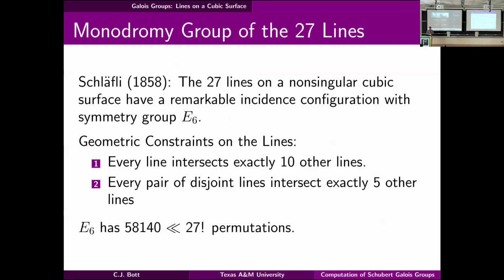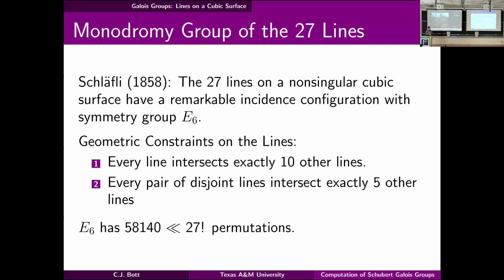So Schläfli answered this question in 1858 by describing this remarkable incidence configuration and called the symmetry group E6. At the bottom, you can see that the symmetry group that you get actually has 58,140 elements, way less than 27 factorial permutations.